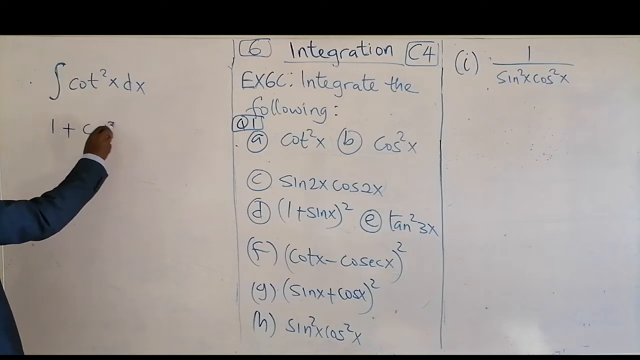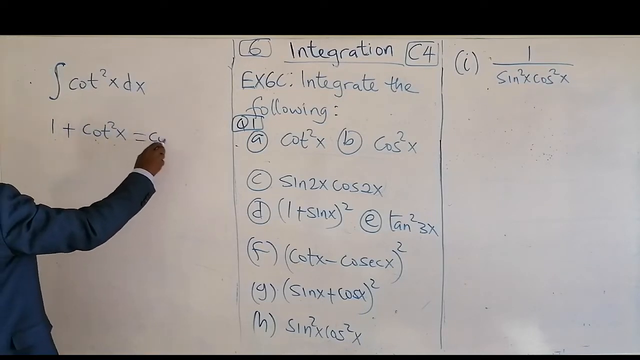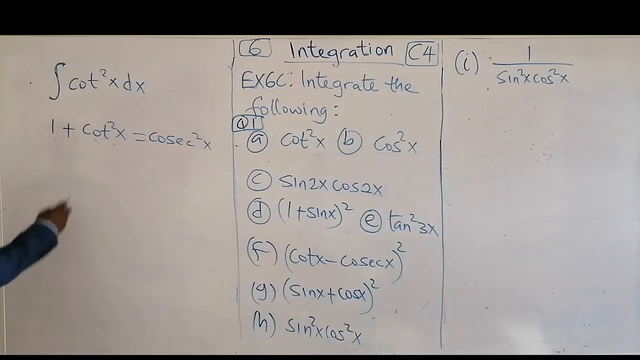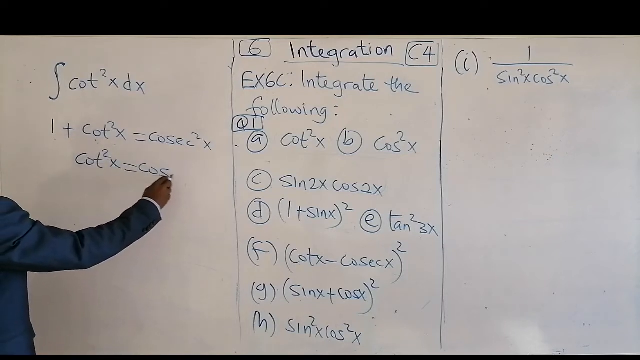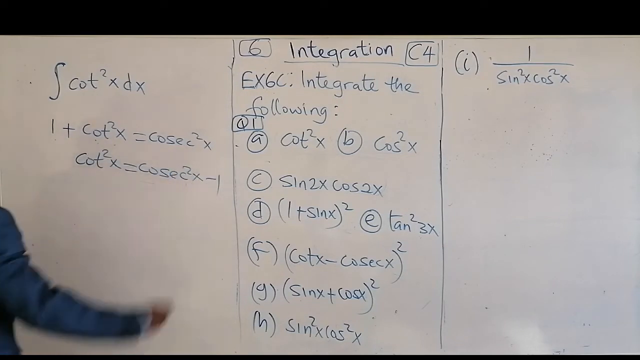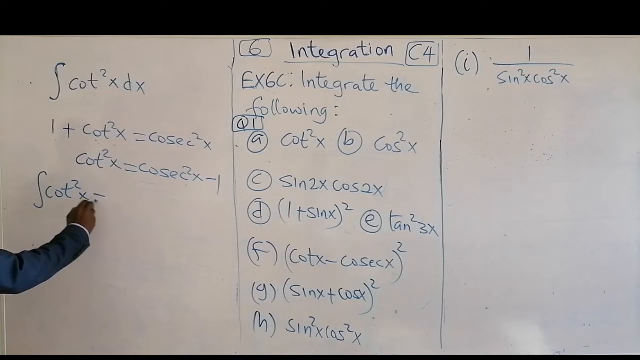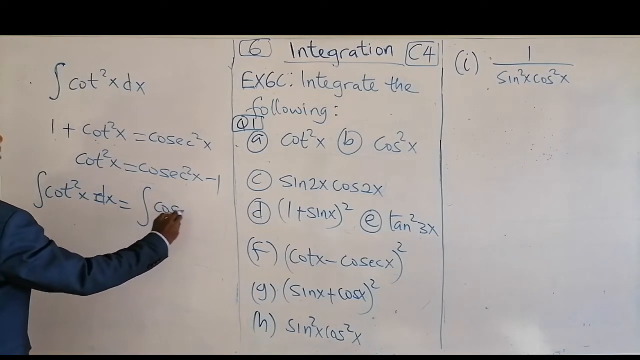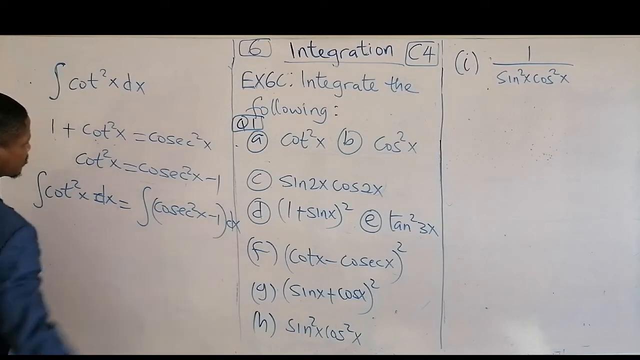1 plus cot squared x is what? Cosec squared x. So that's what we can do. Then we can make cot squared x the subject, and that will be cosec squared x minus 1. Therefore, the integral of this is equal to the integral of cosec squared x minus 1, dx.